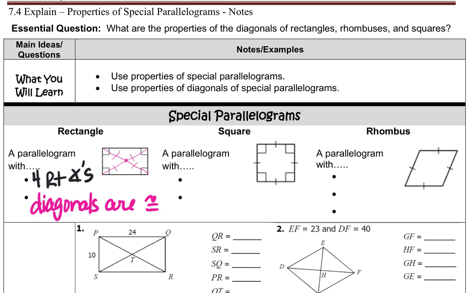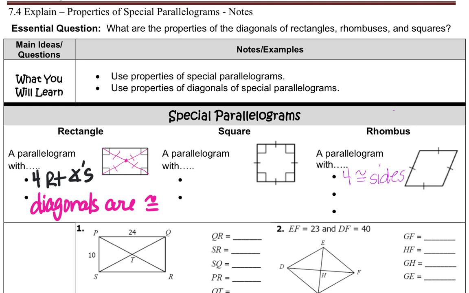Okay, so now a rhombus has opposite sides parallel, opposite sides congruent, opposite angles congruent, consecutive angles supplementary, the diagonals bisect each other. But it has 3 more additional properties that are not the same as the rectangle. Okay, so its properties are that it has 4 congruent sides. Now the diagonals bisect the angles. So not only do the diagonals bisect each other, now they're bisecting the angles.